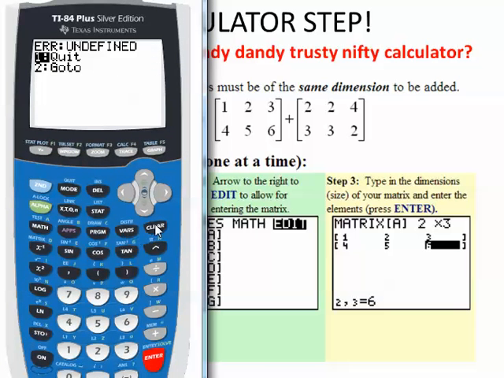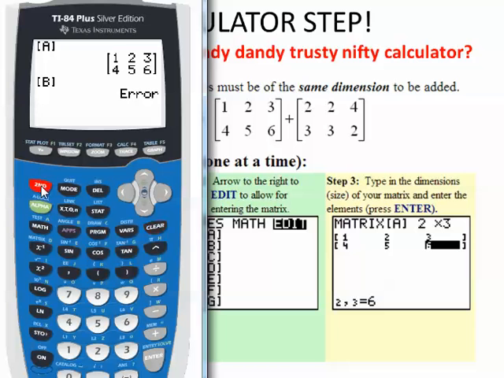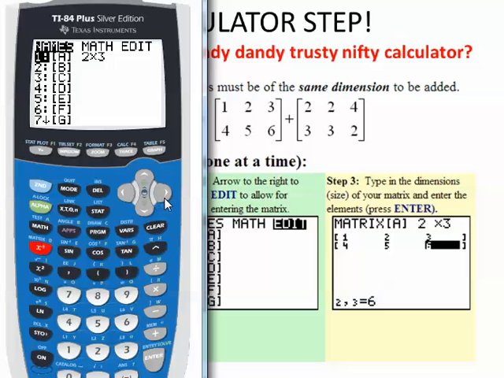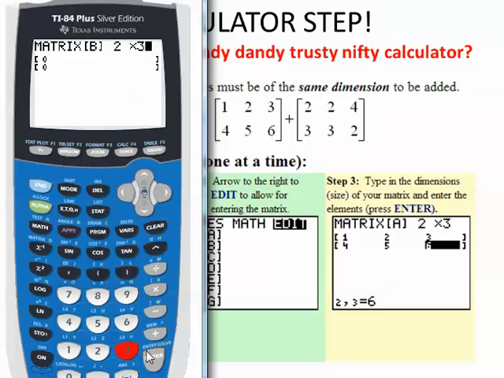So, quit. Thank you. Second matrix. I'm going to go over to edit, and I'm going to go down to B, which is the second matrix. It's a 2 by 3, so 2, enter, 3, enter. And I need to enter the values in.